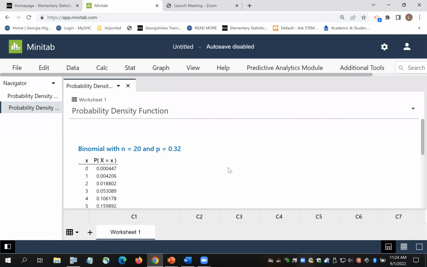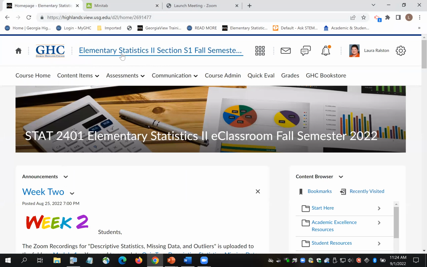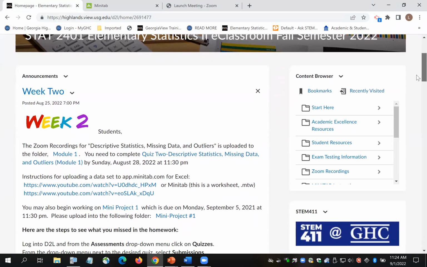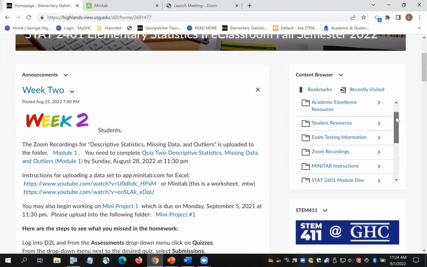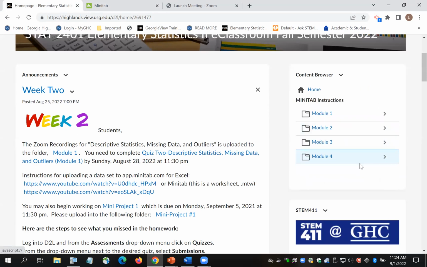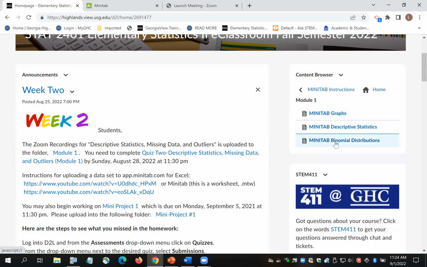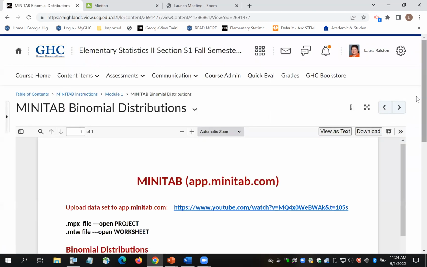I know that Jeannie, you may be trying to write those down, and that's fine, but let me show you something, if I haven't mentioned this to you guys before, that might be helpful. If you're in the course in D2L, under the content, there's a folder labeled Minitab instructions. And I have them sorted by modules, so we're in module 1. And I have the instructions for the Minitab binomial distribution.